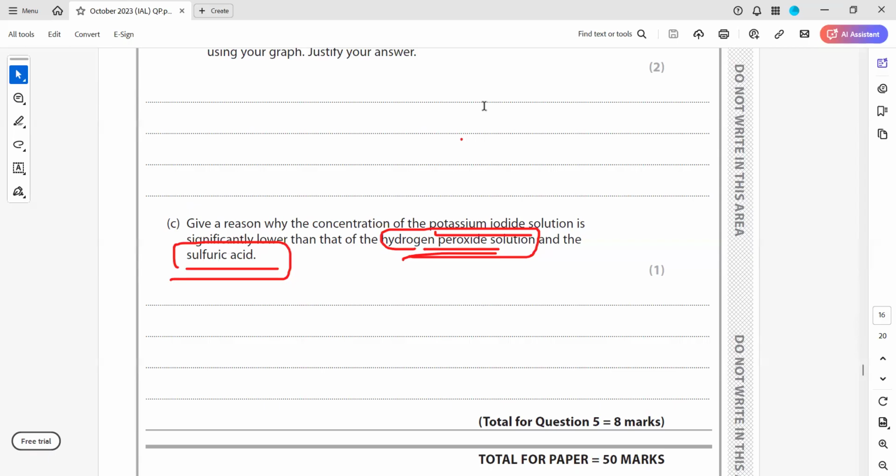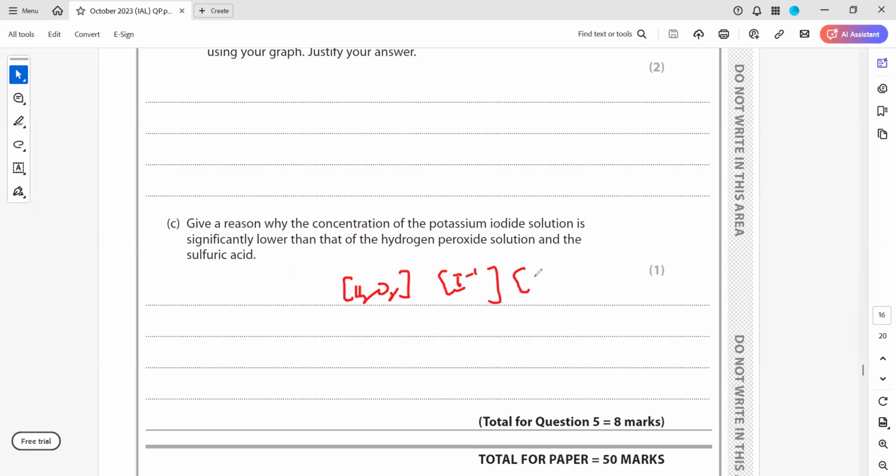Whenever we are investigating a rate, for example, hydrogen peroxide is there, iodide is there, and acid. So if I'm investigating that the rate is affected by iodide concentration, what I have to do is take excess of hydrogen peroxide and excess of acid. So I have to take these two in excess and iodide in a small quantity, so that if I change the iodide, the rate of reaction can be changed.